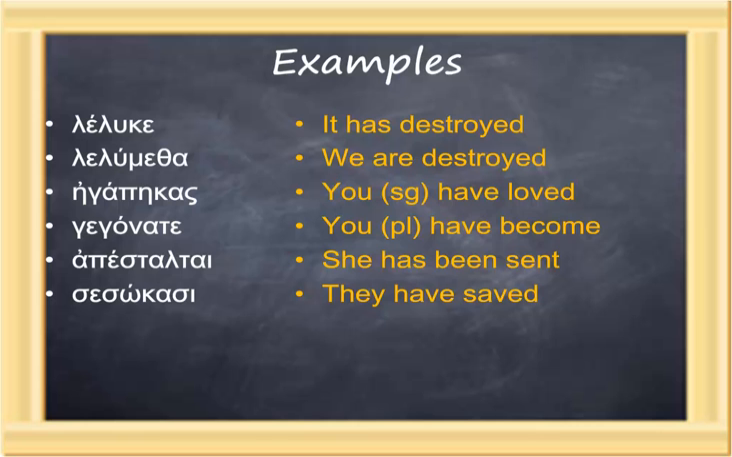Sesokasi is third person plural, perfect indicative active, nsi becoming asi when added to the kappa alpha, and notice the reduplication ses. They have saved. Eiretai might throw you. This happens to be from lego, ero, eipon, a word that has three different roots. Here we're dealing with the perfect passive third person singular. It has been said.